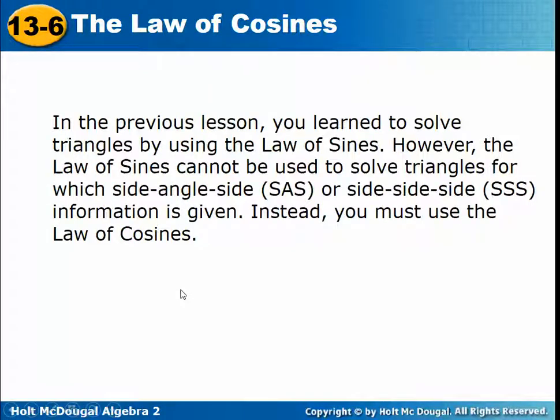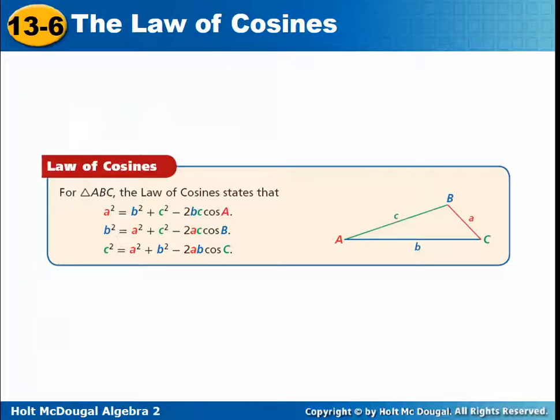So we've already used the law of sines, but that doesn't work for all triangles because we can't use it if we have side angle side or side side side. So instead we have to use something called the law of cosines. And you can look in your book to see how this was derived.